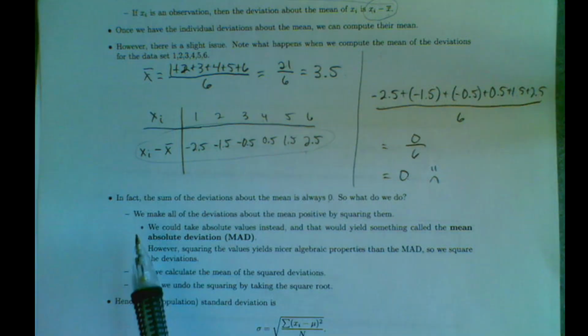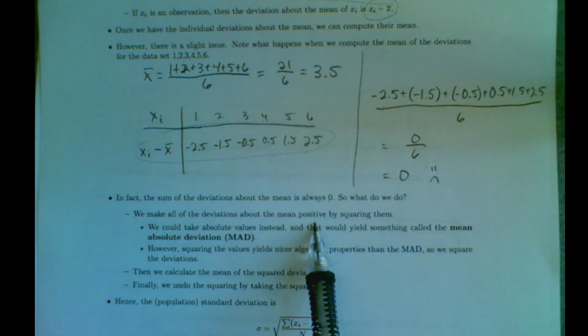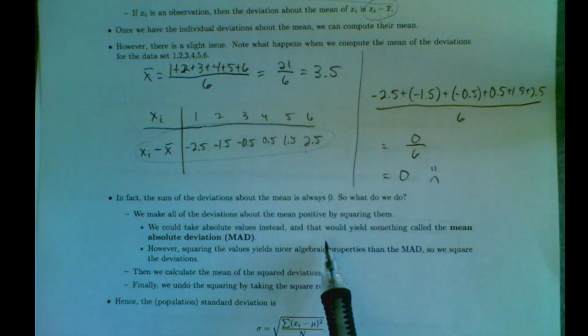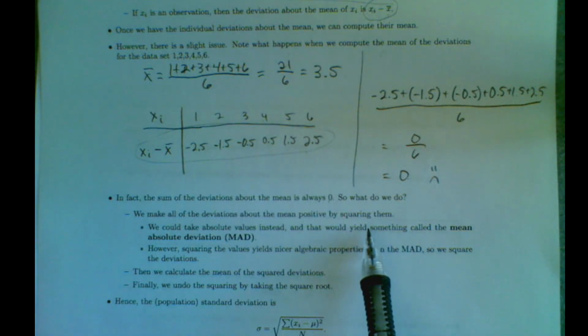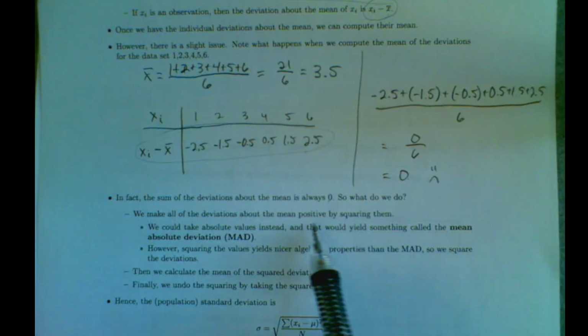So what we do to take care of this is we're going to make all of the deviations about the mean positive, so that when we add them up we don't get 0. And the way that we do that with the standard deviation is by squaring the values. Because notice that when you square a negative number, you get a positive number. And when you square a positive number, it stays positive. So negative 2 squared would mean negative 2 times negative 2, which is positive 4. So squaring the values will make all the values positive.